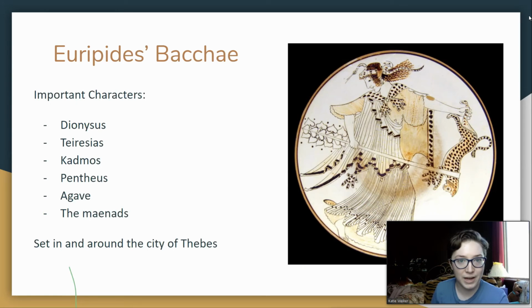Agave is his mother, who has the same opinion, and then we have the Maenads, who Agave is a part of, and they are this group of worshippers of Dionysus, and you can see one over here on the white ground kylix. The Maenads are just women. They hang out in the woods. They have their thyrsi, which are staffs that have vines wrapped around them and a pine cone on the end. They wear animal pelts, typically from animals that they have caught and killed with their bare hands. And they weave snakes into their hair. There's a lot going on there in terms of fashion innovation. So let's go ahead and move on to the next slide.